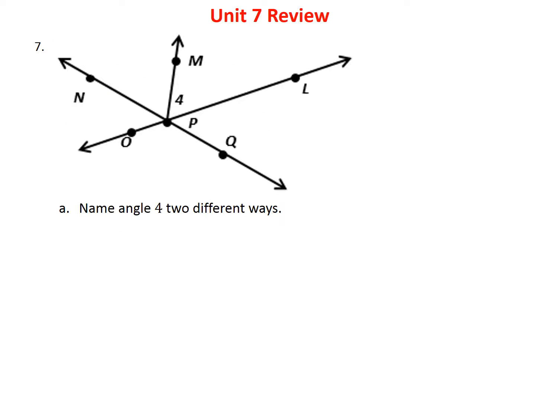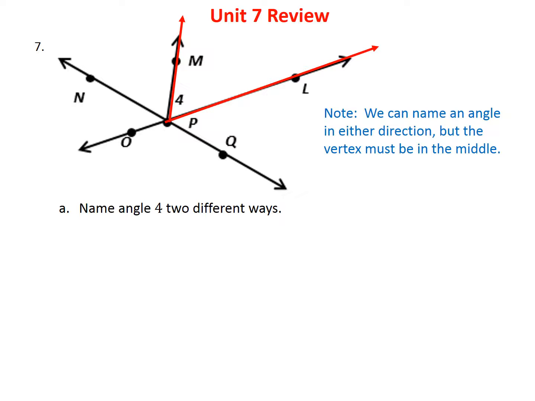Problem 7a asks us to look at the diagram and name angle 4 in two different ways. Well, there's angle 4, marked by the 2 rays there. And you'll notice that 2 ways we can name it besides a number is to name the 3 points that make up the angle, and always make sure that the vertex is in the middle of our name. So whichever way we name it, point P has to be in the middle. So my options are, you can either start here and go MPL, or I can name it angle LPM. I can reverse them, but P, the vertex, always has to be in the middle.